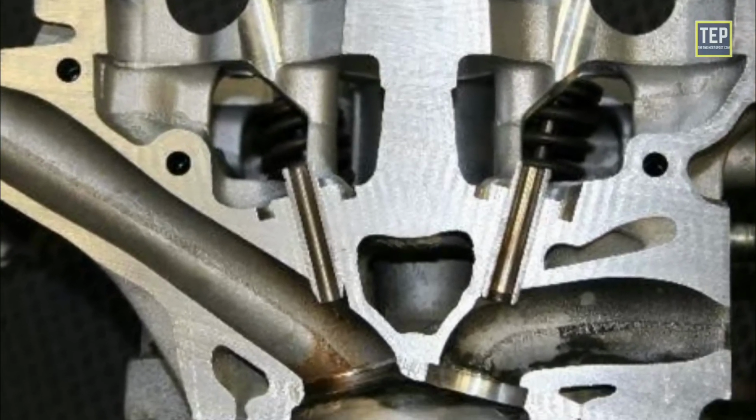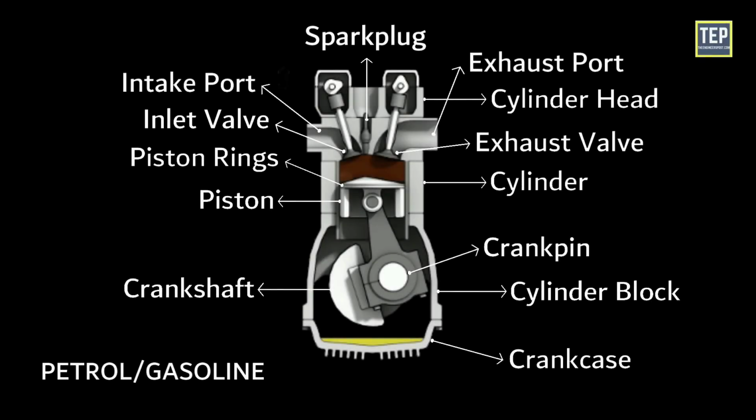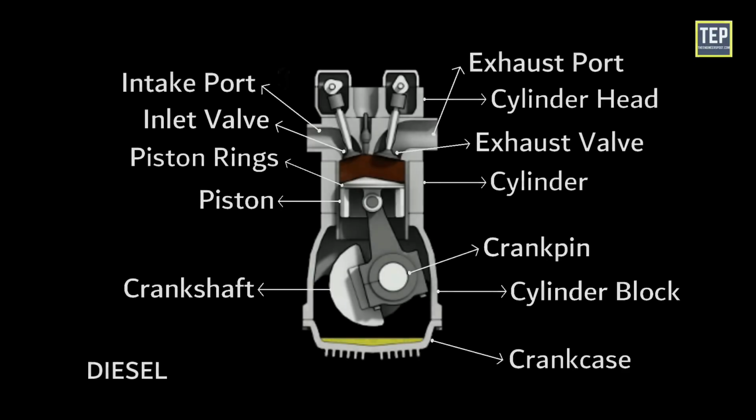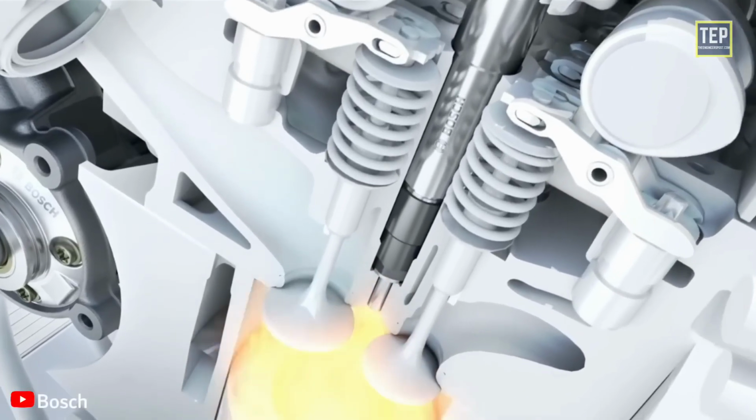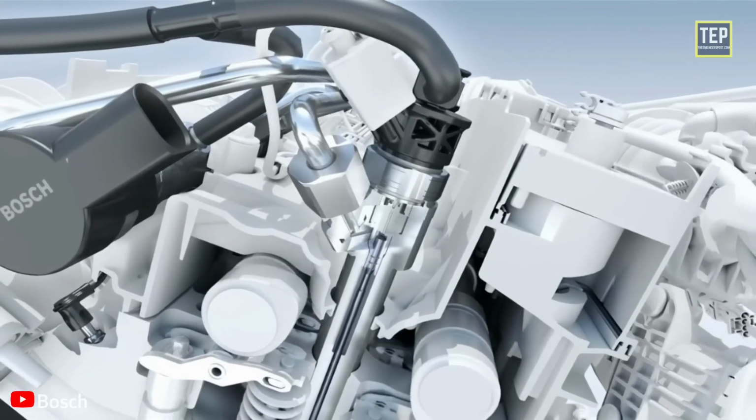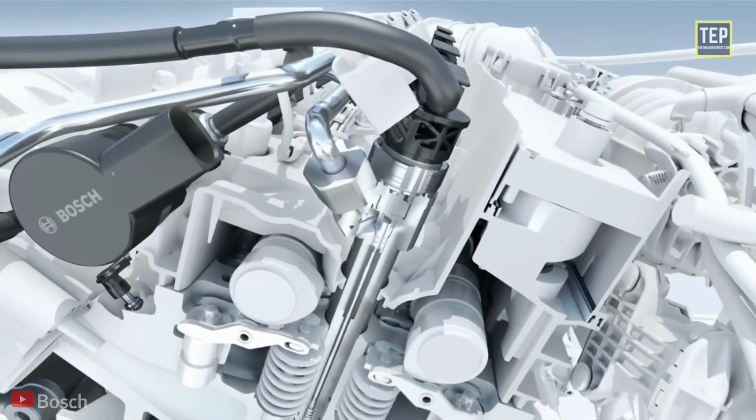valves. For a petrol engine, a spark plug is used to ignite the compressed air-fuel mixture. For a diesel engine, an injector is usually used in a compression ignition engine. It sprays the fuel into the combustion chamber at the end of the compression stroke. It is fitted on the cylinder head.